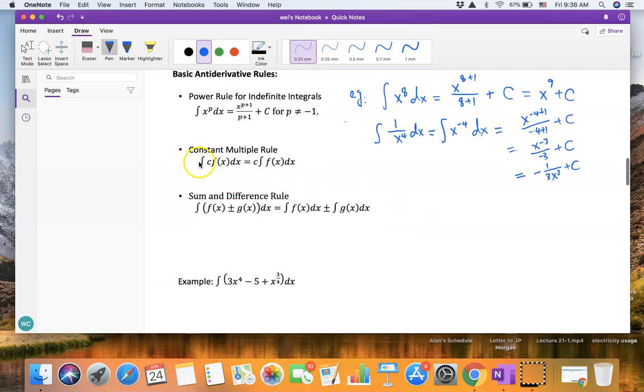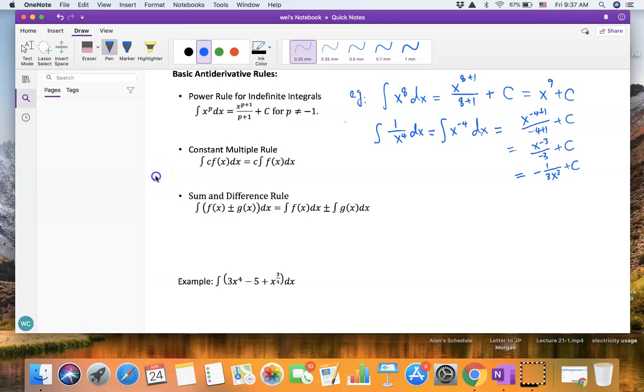The second rule is the constant multiple rule. It says the integral of the function c times f(x) dx is equal to c times the integral of the function f(x) dx. So this tells us the antiderivative of a constant times a function is equal to the constant times the antiderivative of that function.